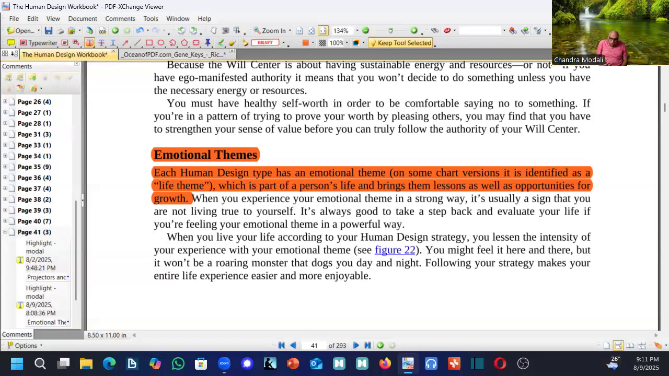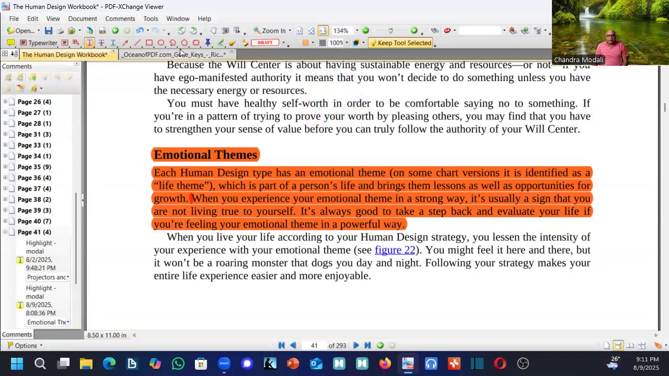Why? Because your objective is not to get caught up in an emotion. It is to realize the emotions, 3 laws of Newton's, right? Equal and opposite. So you need to be aware of that. Increase your awareness, right? It's always good to take a step back and evaluate your life if you are feeling your emotional theme in a powerful way. When you feel your emotional theme in a powerful way, is it not natural that you are under the control of that emotion? Yes or no?